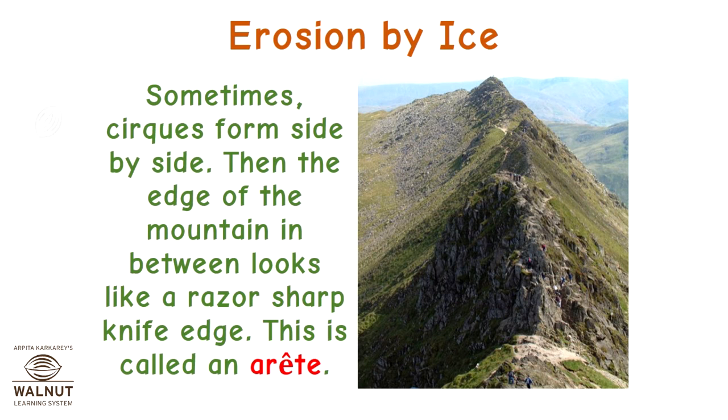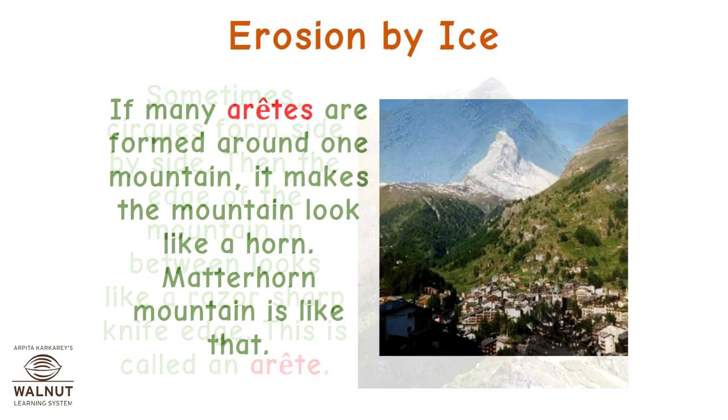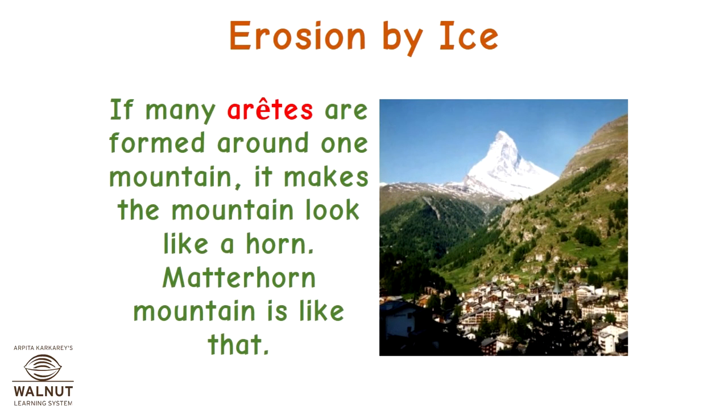Sometimes cirques form side by side. Then the edge of the mountain in between looks like a razor sharp knife edge. This is called an arete. If many aretes are formed around one mountain, it makes the mountain look like a horn. Matterhorn Mountain is like that.